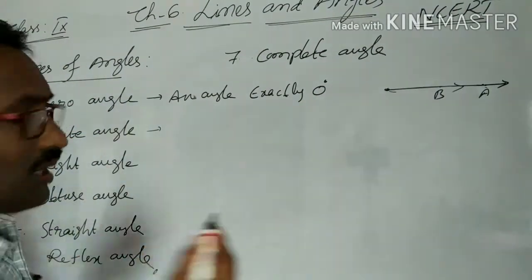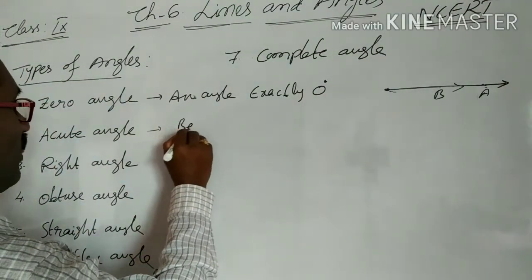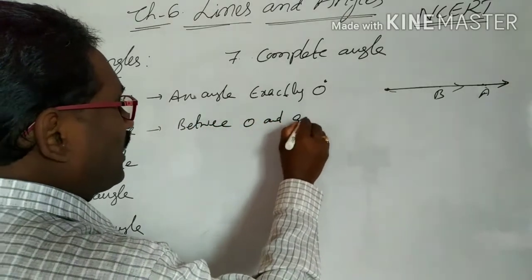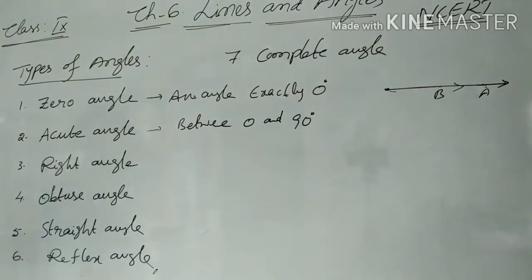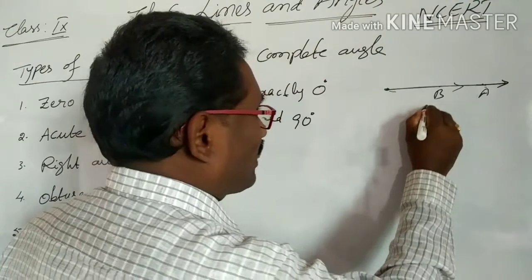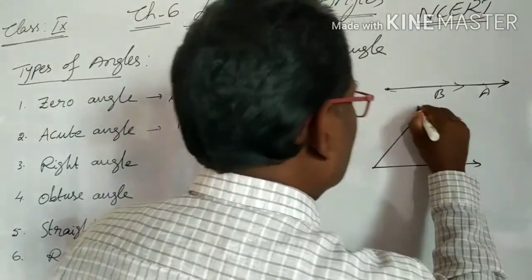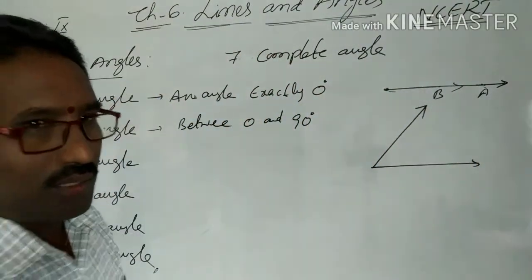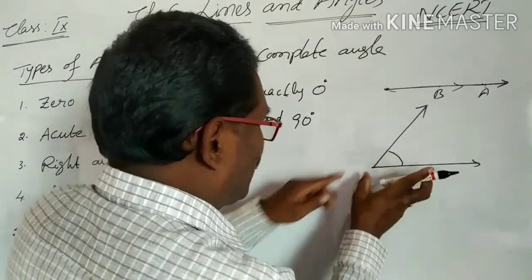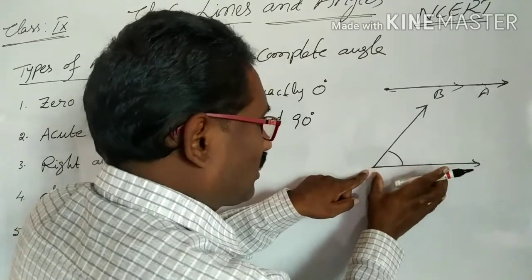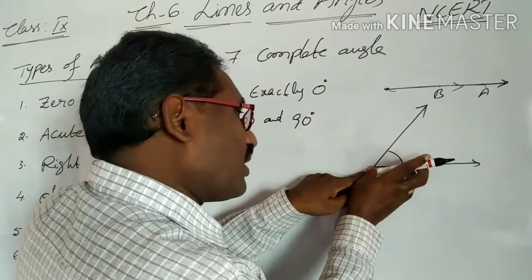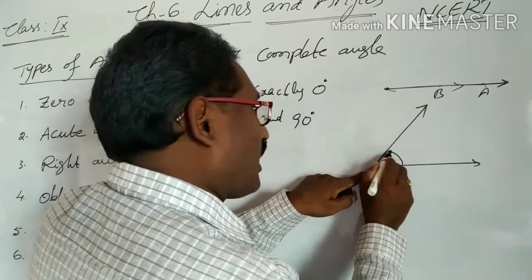Next, acute angle means an angle measures between 0 and 90 degrees. That is called an acute angle. How to draw the picture? This is like a V shape. This is the acute angle. See here, this is the initial ray, and this is the terminal ray. The terminal ray moves from here in the anti-clockwise direction.